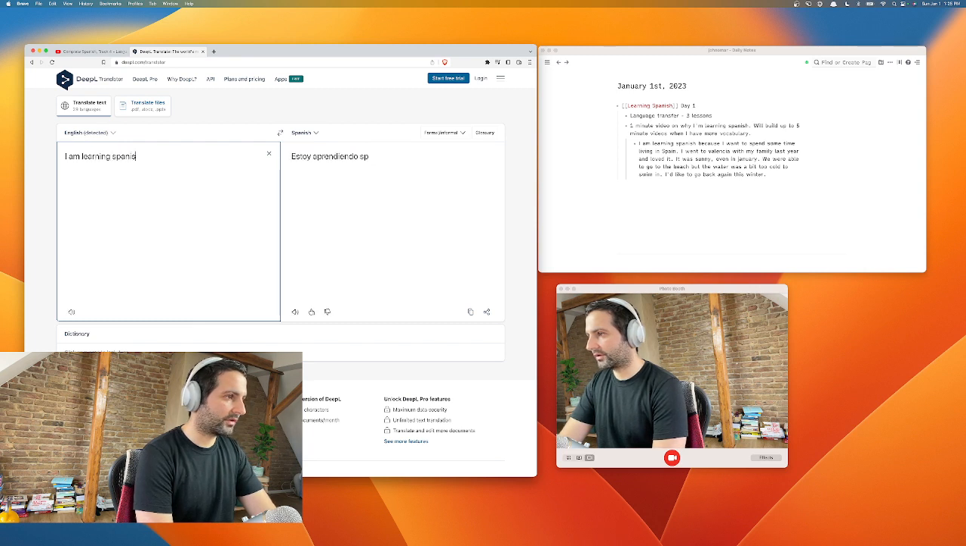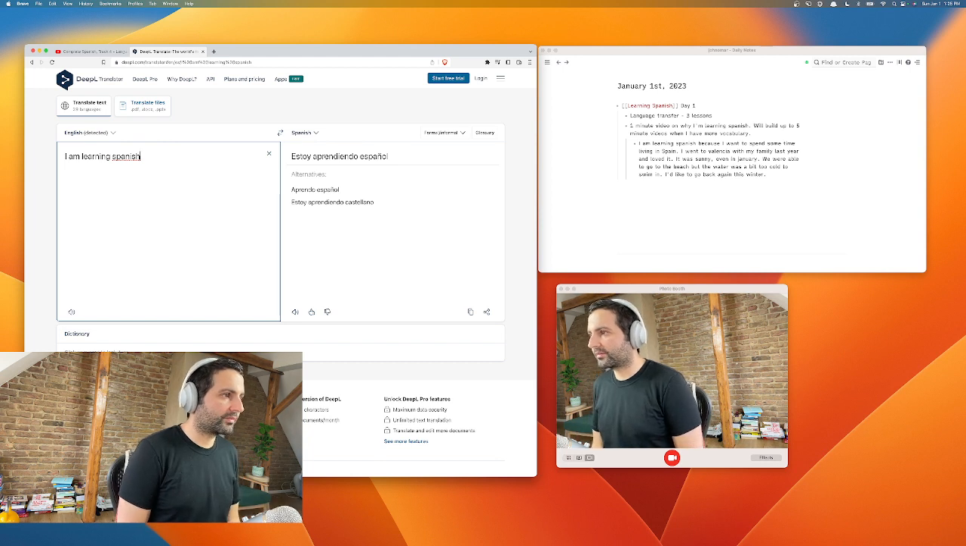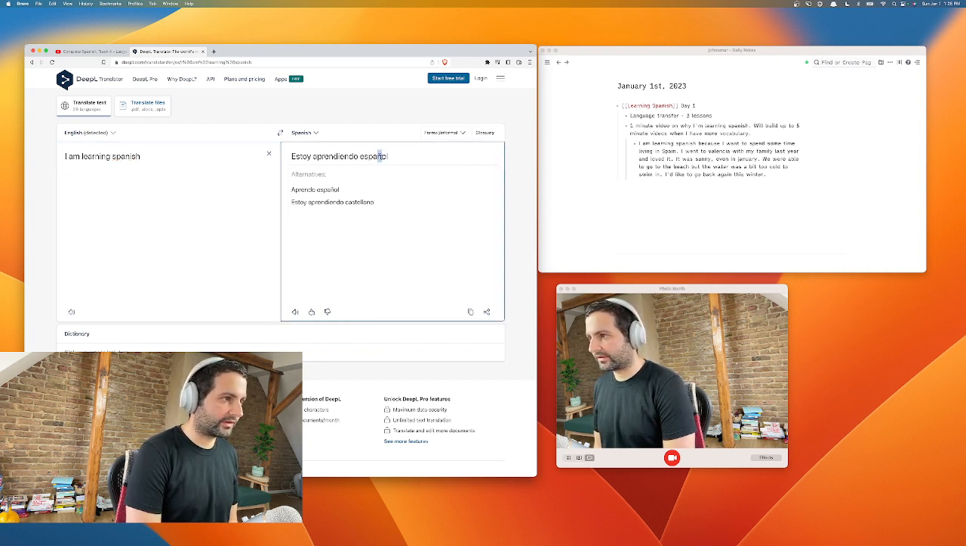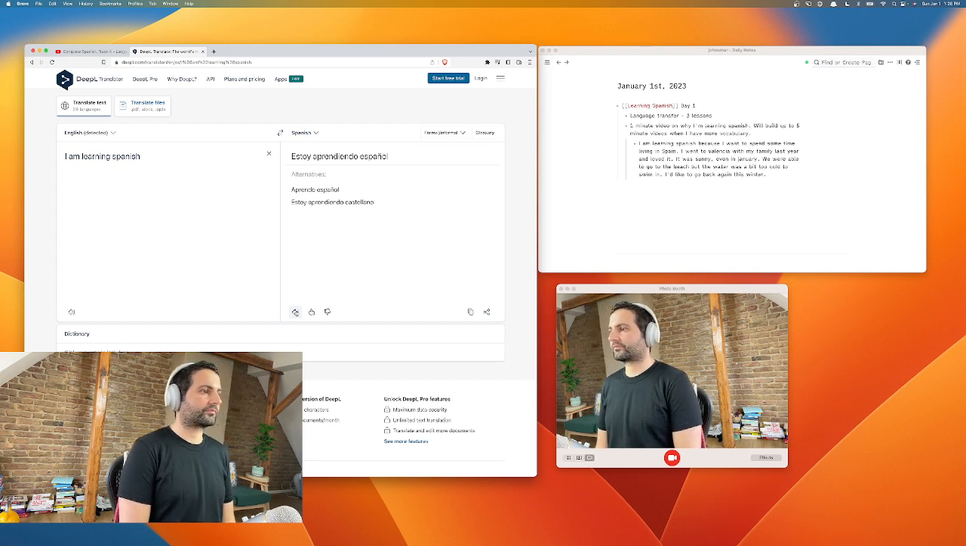I'm learning Spanish. Estoy aprendiendo español. So I do know a little bit about Spanish, enough to know that this sound is like an N or something. We'll figure out exactly what it is later. Estoy aprendiendo español.